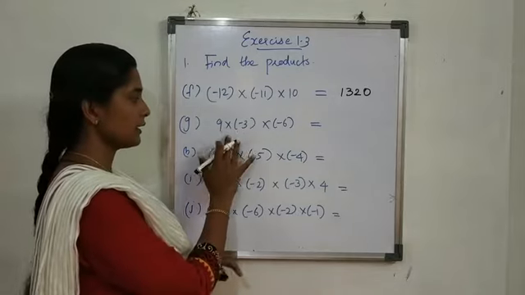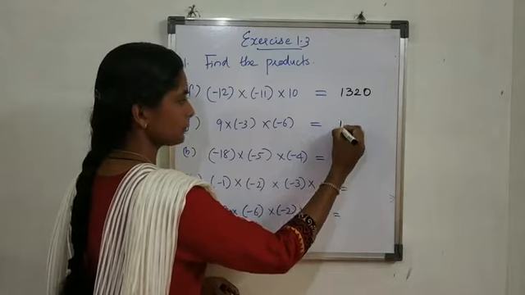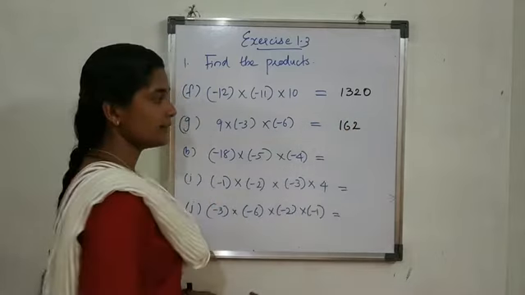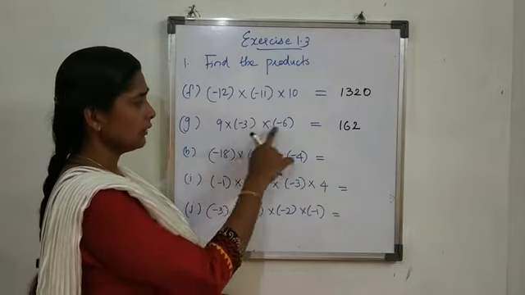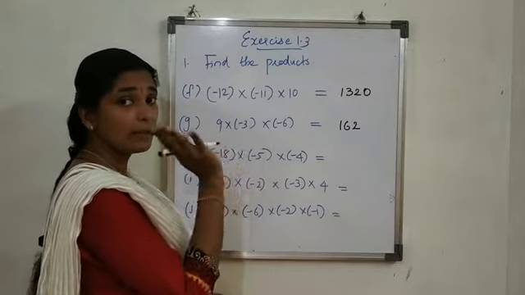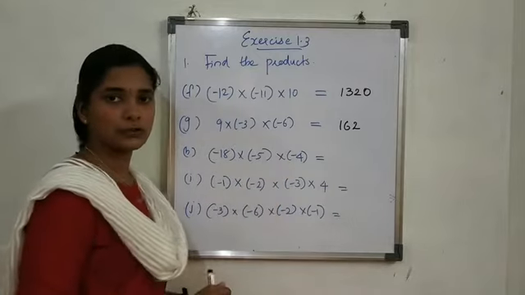Then 9 into minus 3 into minus 6. First you find the answer: 9 into 3 into 6 is 162. Then find out how many negative integers are there. 2 are there. Therefore, the answer is positive.